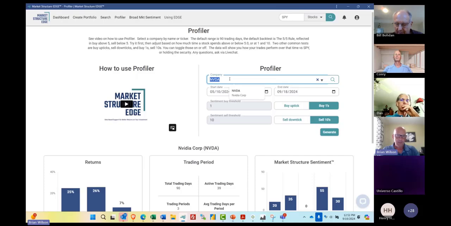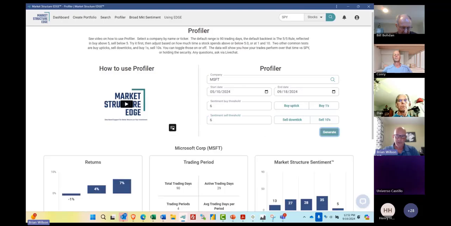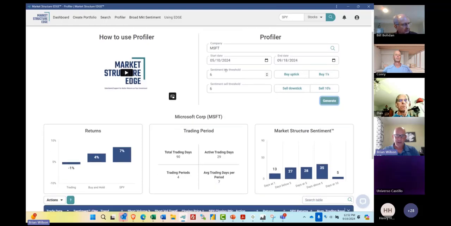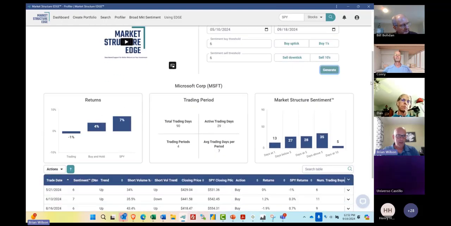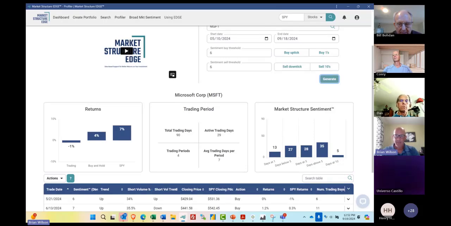Let me just maybe take one other example. Let's go to Microsoft here for a second. Now you can set this up any way that you want to. If you want to set it up for 6 and then to sell it once again when it goes below 6, you could do that. I haven't tried it, but let's see what happens. Well, Microsoft from 5/10 to 9/18 using those criteria didn't work very well. It was only 29 trading days, but it tells us that it wasn't above 6 that much.